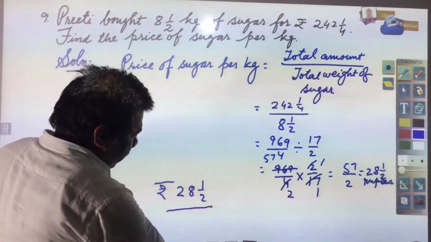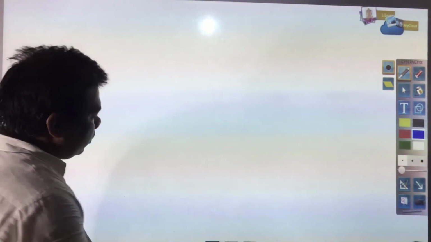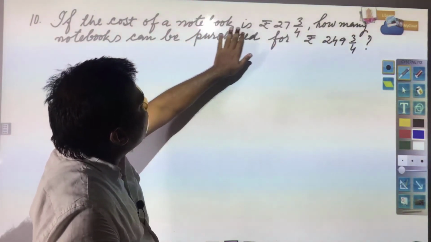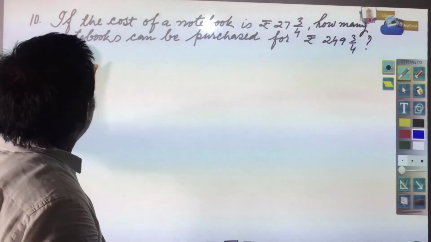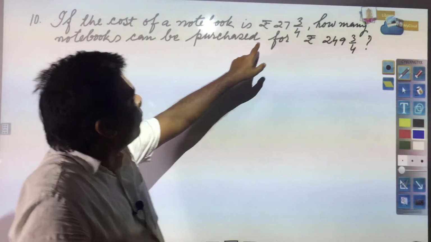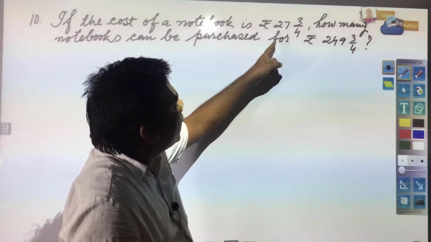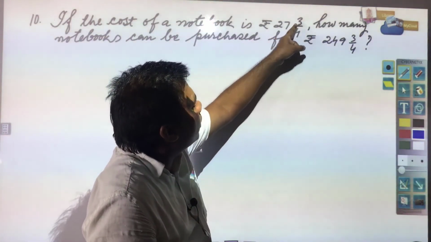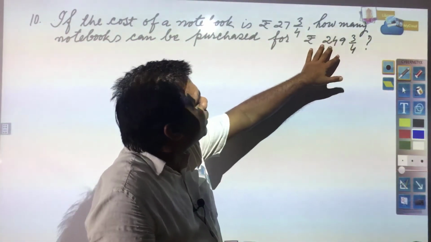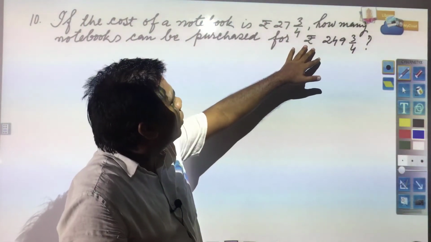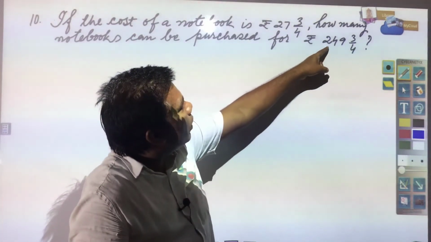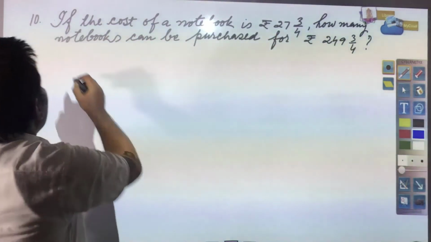Okay, next question you have. If the cost of a notebook is rupees this, how many notebooks can be purchased for rupees this much? Means, suppose one notebook you are purchasing costs rupees 27 whole 3 by 4. So, in 249 whole 3 by 4 rupees, how many notebooks can you purchase? So, again the same thing is required to be done, this amount is required to be divided by this.